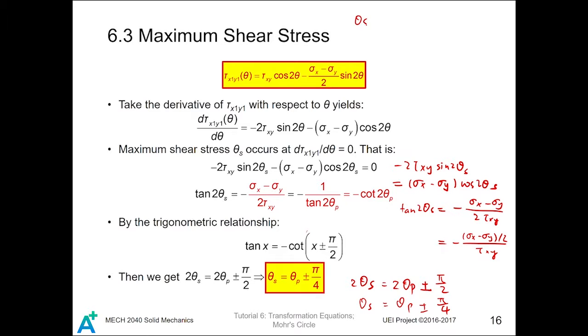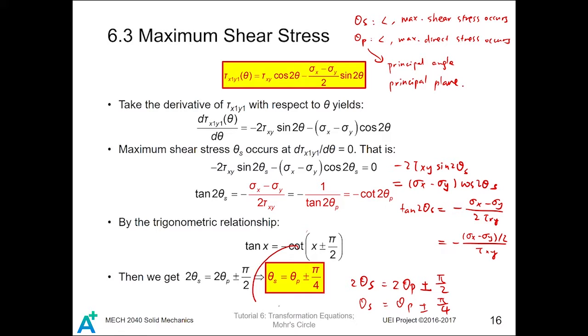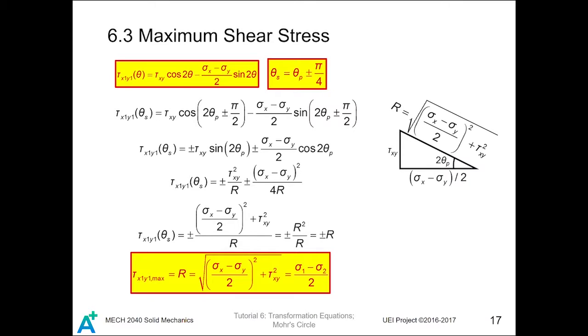Theta s is the angle at which maximum shear stress occurs, while theta p is the angle at which the maximum direct stress occurs. And theta p also has another name called principal angle. The plane with such a principal angle is called the principal plane. So this equation just describes the relationship between theta s and theta p. After getting the relationship between theta s and theta p, then we can find the maximum shear stress.